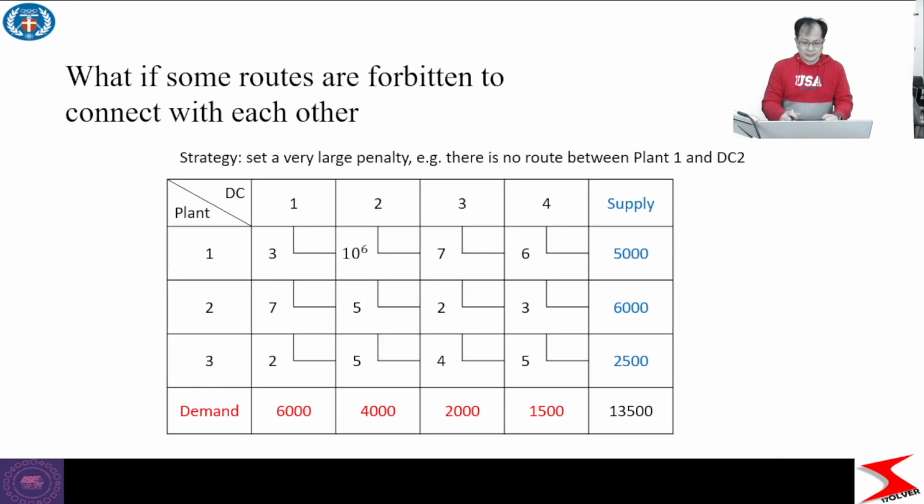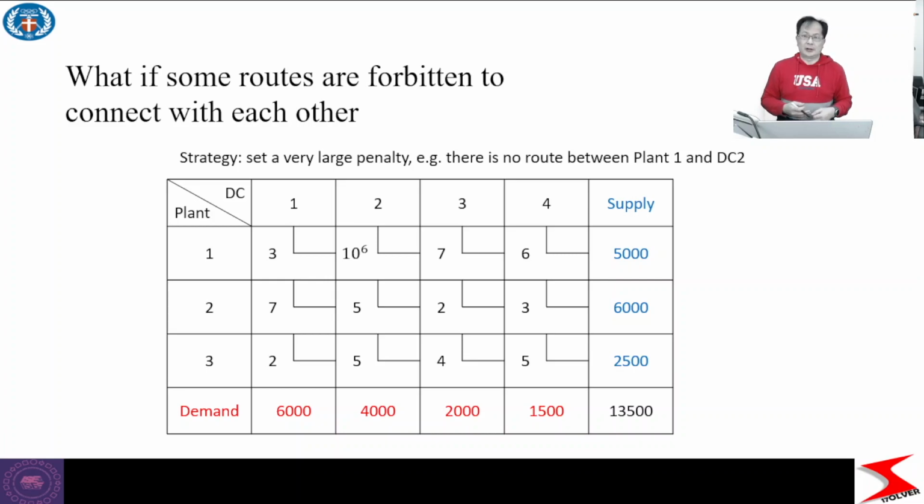Okay. So I will give you some variations of the transportation problem and how to apply the transportation model to solve them. Before that, I would like to talk about what to do within the transportation problem if some route is forbidden. How can we deal with that?